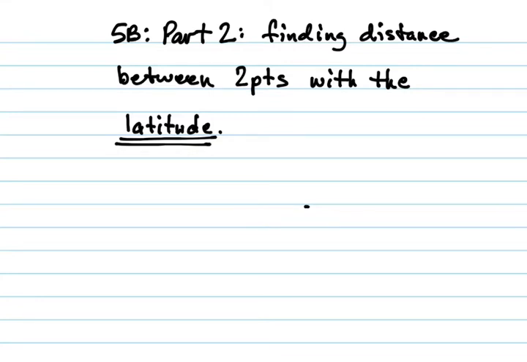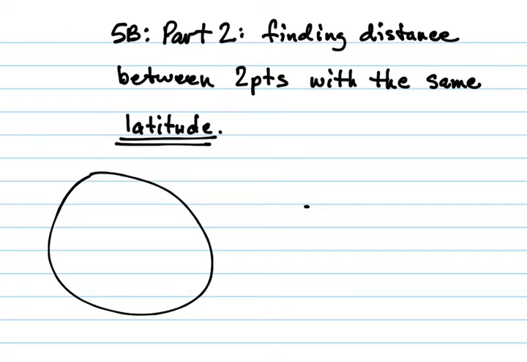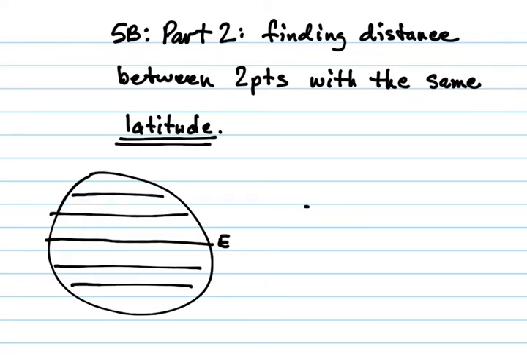Okay, so 5b, part 2, finding the distance between 2 points with the same, that should say same, latitude. So you remember about latitude is that when you have the Earth, latitude is all based on the equator, and then you go up from there, right? There are 3 lines of latitude above and below.